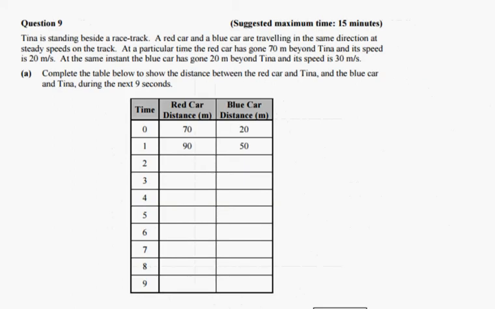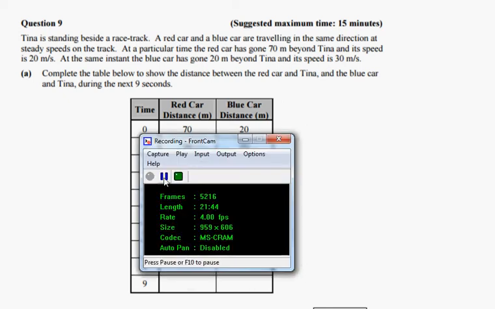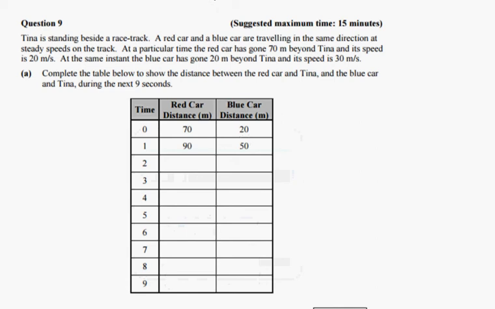Now, question 9. Tina is standing beside a racetrack. A red car and a blue car are travelling in the same direction at steady speeds. I don't think we actually have to do this one, to my knowledge. At a particular time the red car has gone 70 meters beyond Tina at a speed of 20 meters per second. At the same instant, the blue car has gone 20 meters beyond Tina at a speed of 30.